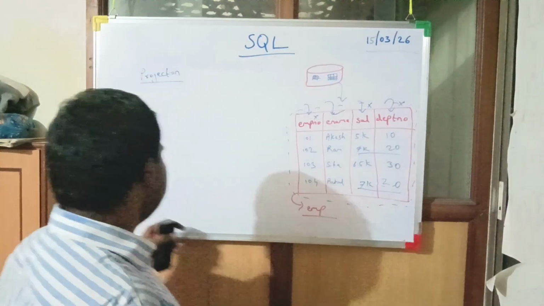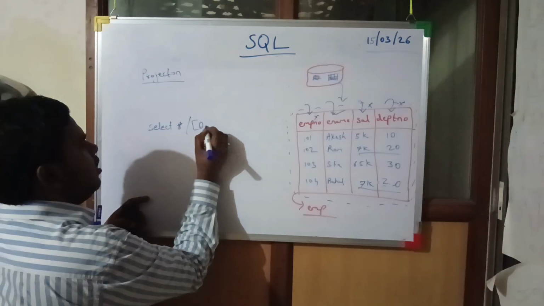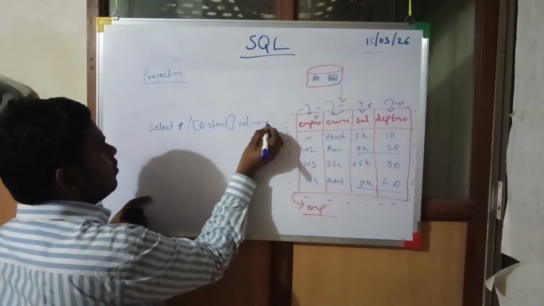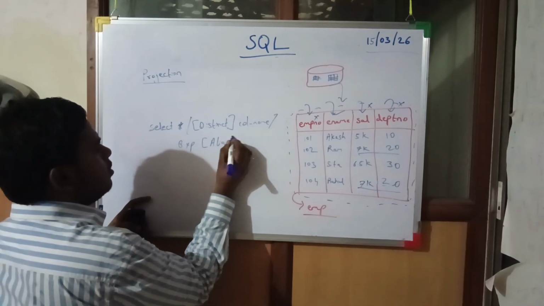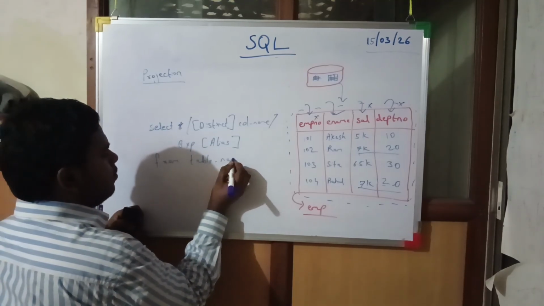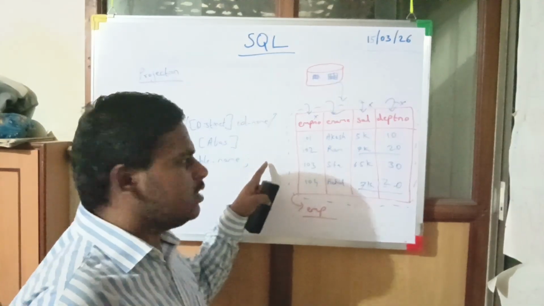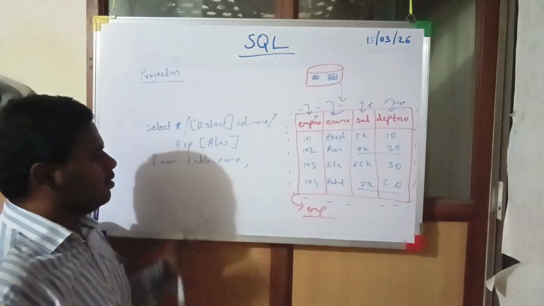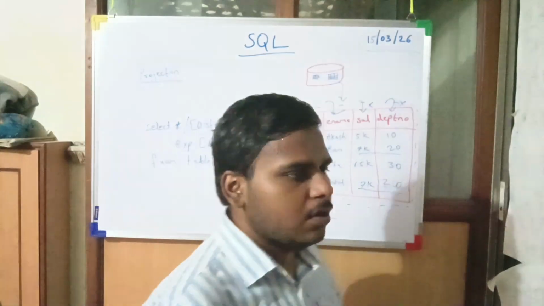So in the syntax, what have we seen? What was the syntax? Select asterisk, or distinct, or column name, or expression, alias, from table name. This was the syntax. We have seen asterisk, distinct, how to use the column names, and expression also. No, expression and alias are left. These two are left. After that, we will start practicing the queries.